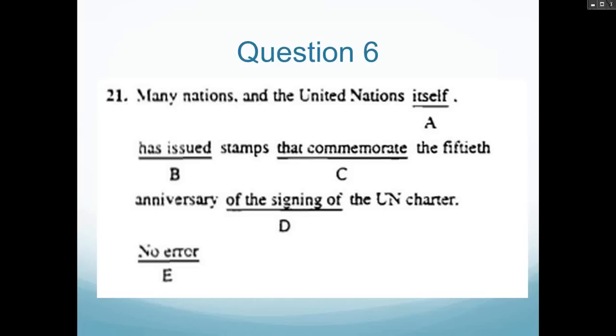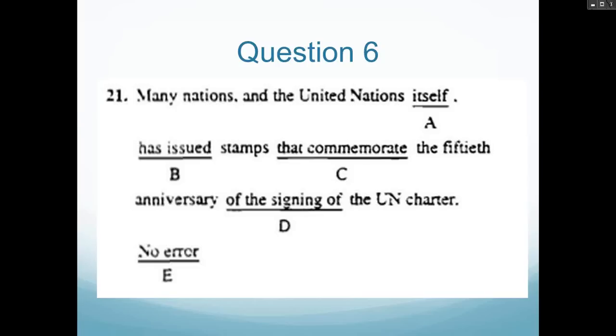Don't read the words inside the commas. So here, that's "and the United Nations itself." We can take those words out, and let's hear how the sentence sounds without them. Many nations has issued stamps. We can stop reading right there. The error is B. Many nations have issued stamps, okay? Nations is a subject that's plural. Has goes with singular subjects. Have goes with plural subjects. So the error is B.